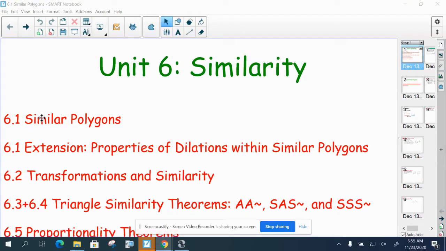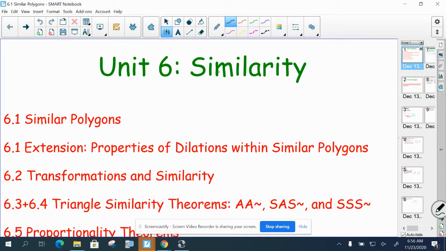This is going to be lesson 6.1 on similar polygons. So we're starting off unit 6, which is all about similarity and similarity of triangles specifically. We've already learned about congruence of triangles and congruent figures, and you've learned how to write congruent statements and different triangle congruence theorems. We're going to learn similar things with similarity. For today, we're going to talk about what a similarity statement means and what a scale factor is and how to find a scale factor of two similar figures.